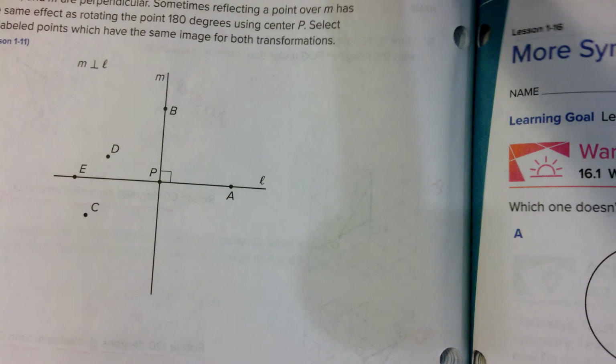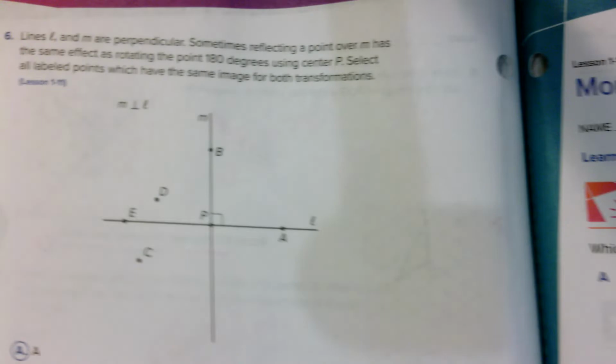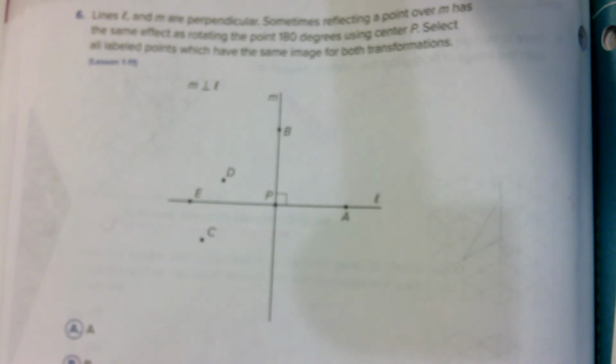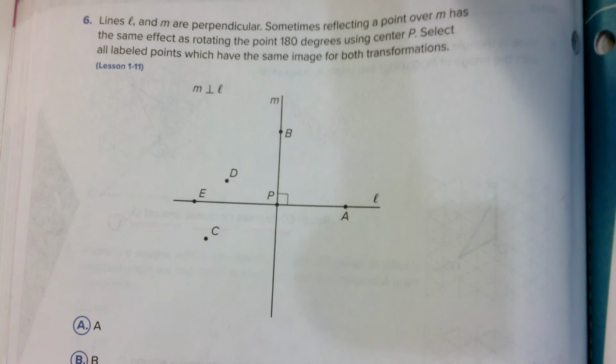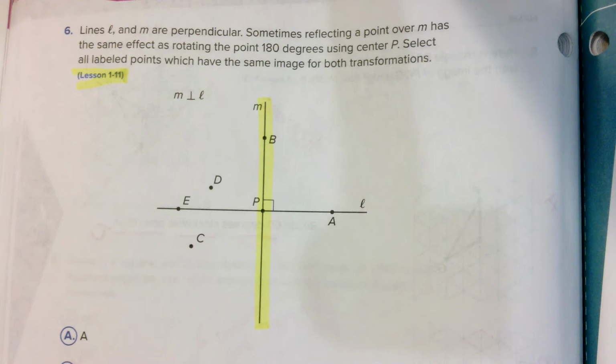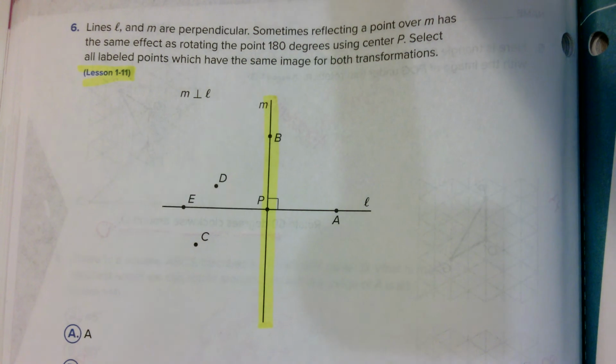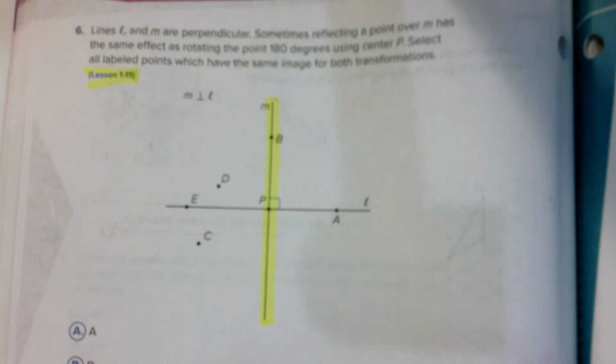And then finally, let's take a look at number 6. Number 6 is the last problem assigned on this practice. And it's talking about lines L and M being perpendicular and reflecting a point over line M. So line M is our line of reflection. And this is going back to lesson 11. So you can always look back at practice 11. We did something similar there.